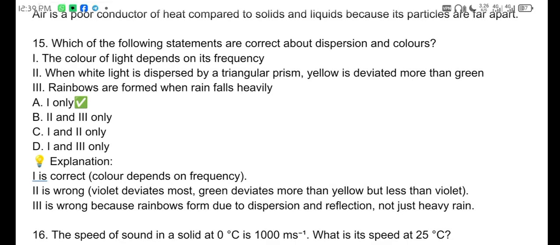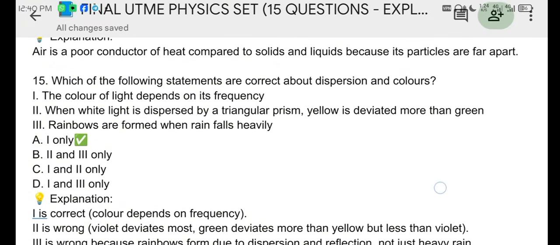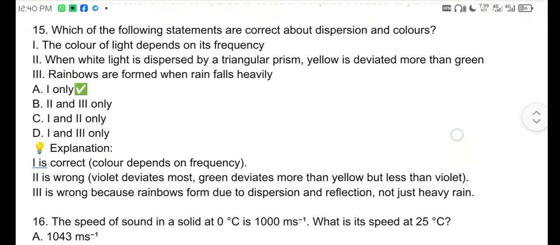The one with the least angle of deviation is red. Okay, so rainbows are formed when rain falls heavily. It's not necessarily true, because rainbows are formed by the dispersion and reflection of light on water droplets in the clouds. So whether it's raining heavily or slightly, as long as there's a droplet of water that light can be dispersed through or reflected through, rainbows can be formed. So one only is correct.